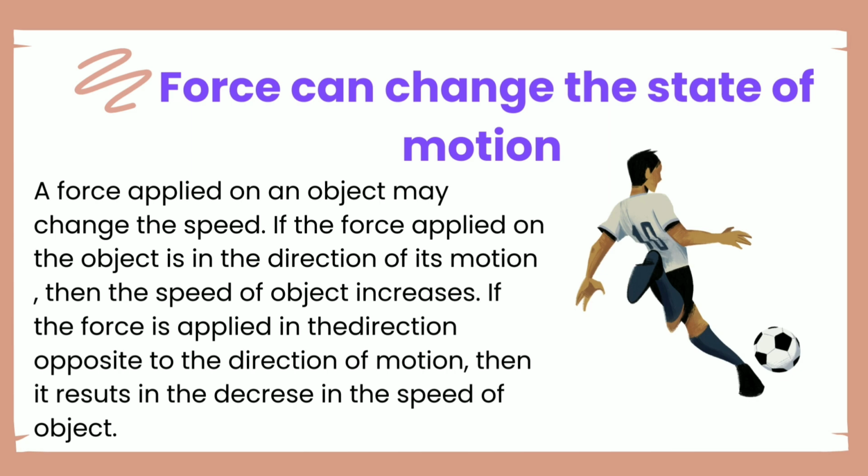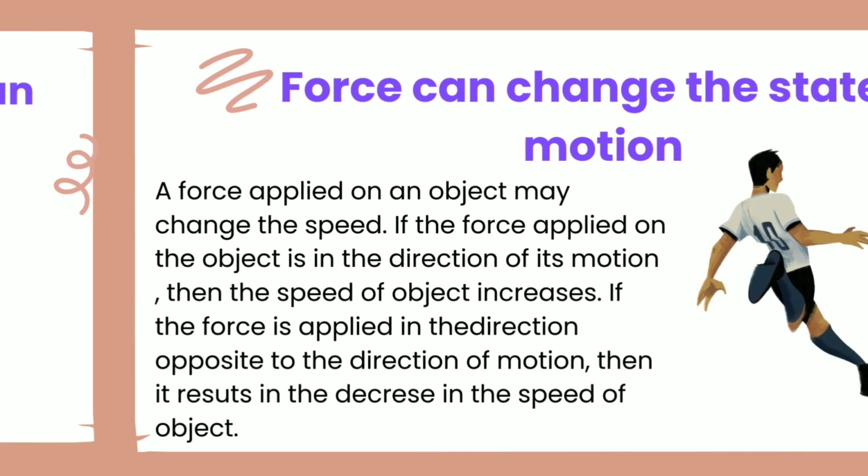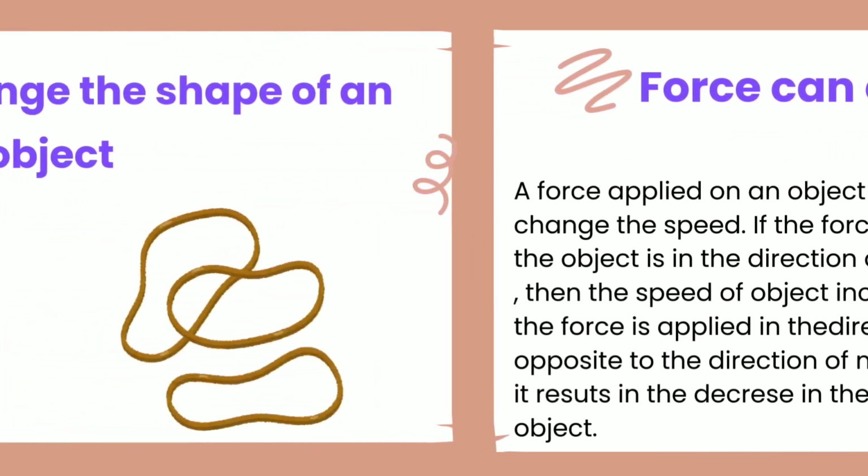These observations suggest that a force applied on an object may change its speed. If the force applied on the object is in the direction of its motion, the speed of the object increases. If the force is applied in the direction opposite to the direction of motion, then it results in a decrease in the speed of the object.